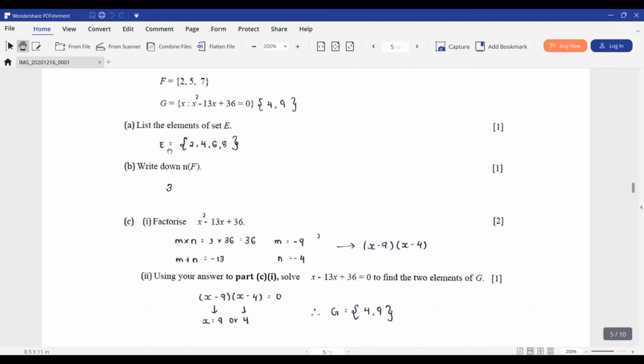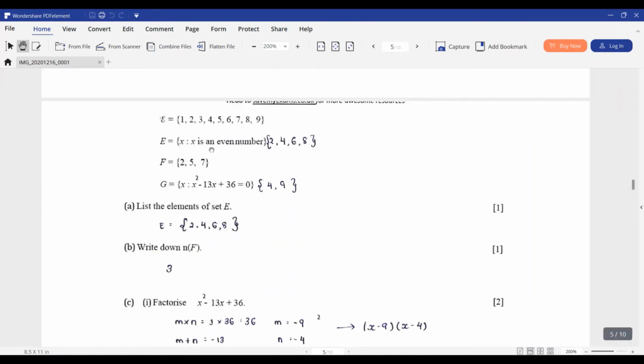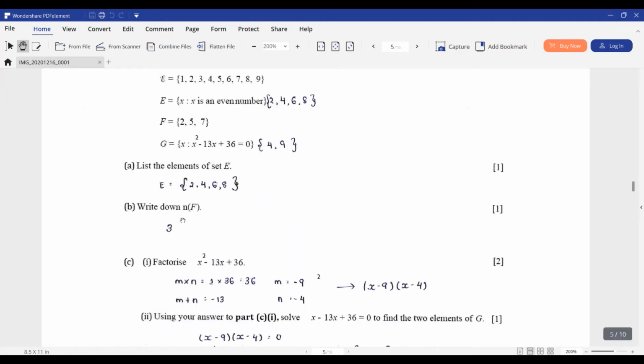So first question, as in part A, list the elements of set E. So what are the even numbers from this set? 2 is an even number, 4, 6, and 8. So basically E is equal to, write your curly brackets, because without the curly brackets it's not a set. And so you'd lose your mark since it's a 1 mark question. So using your curly brackets, you write 2, 4, 6, 8 within your curly brackets, and that's the elements of set E.